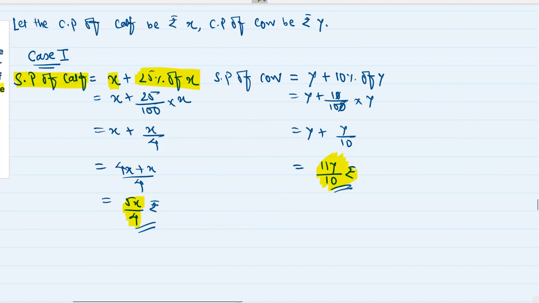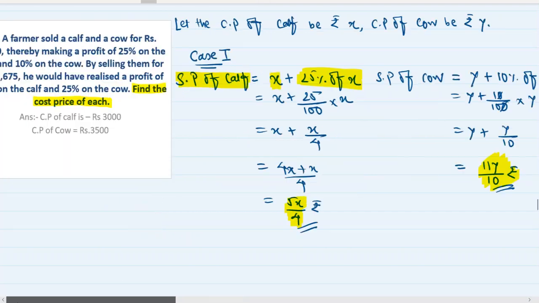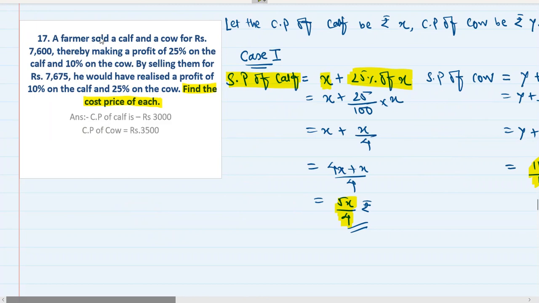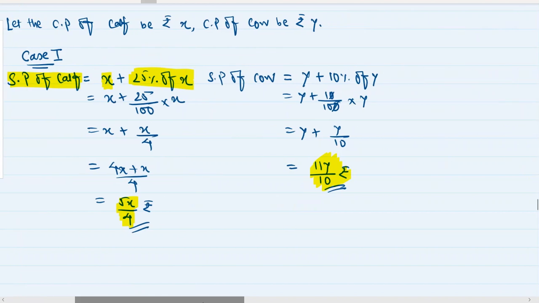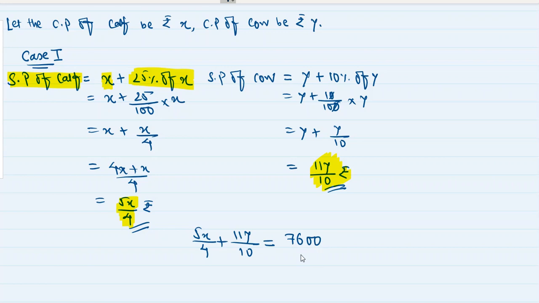Okay, now the question says, please read the question carefully. It says that a farmer sold a calf and a cow for rupees 7,600. And in this transaction, he made a profit of 25% on calf and 10% on the cow. That means the sum of these two selling prices is 7,600. So our equation becomes 5x by 4 plus 11y by 10 is equal to 7,600.